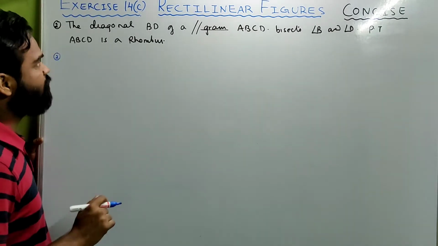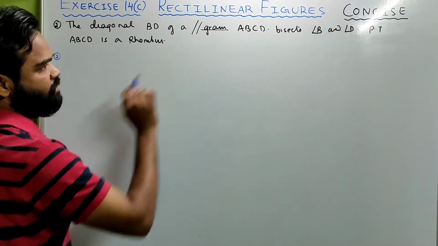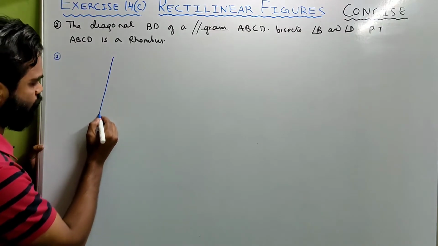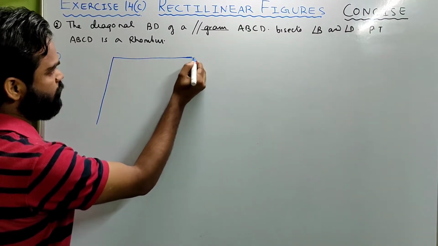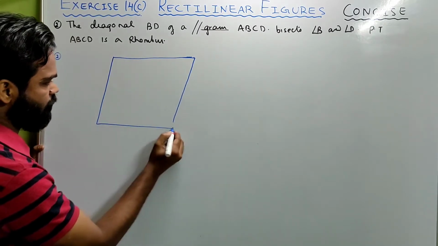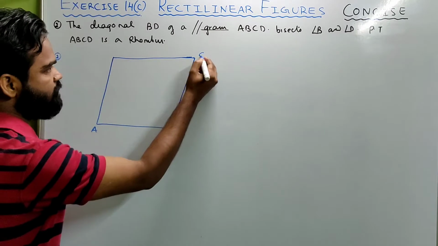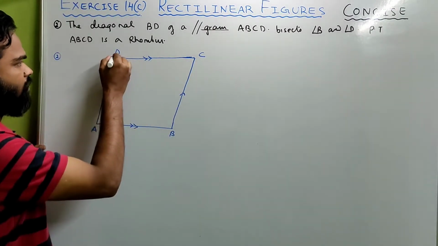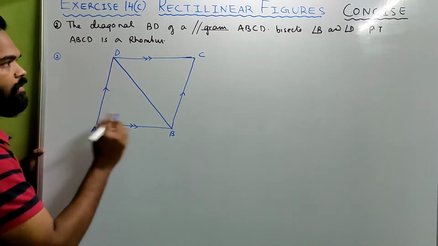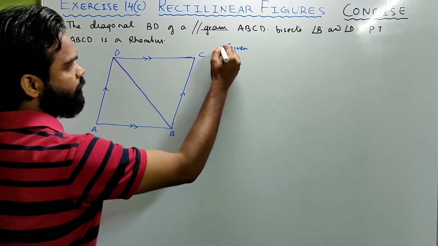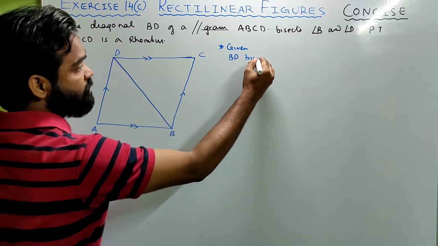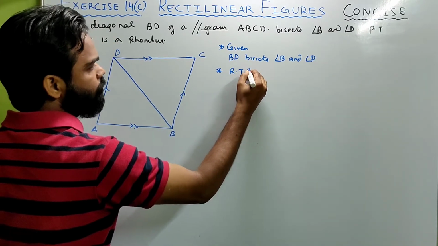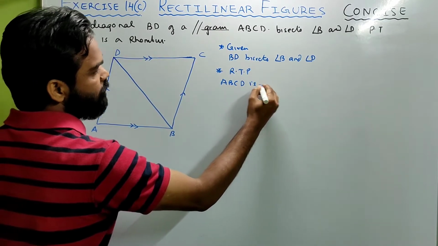Now look at sum number 2. Pretty easy. The diagonal BD of a parallelogram ABCD bisects angle B and angle D. Prove that ABCD is a rhombus. Look, first of all, we need to draw the diagram. So suppose this is your parallelogram A, B, C, D. So this is parallel to this side and AD is parallel to BC. Now what is given to us? Given is BD bisects angle B and angle D. What is required to prove? That ABCD is a rhombus.